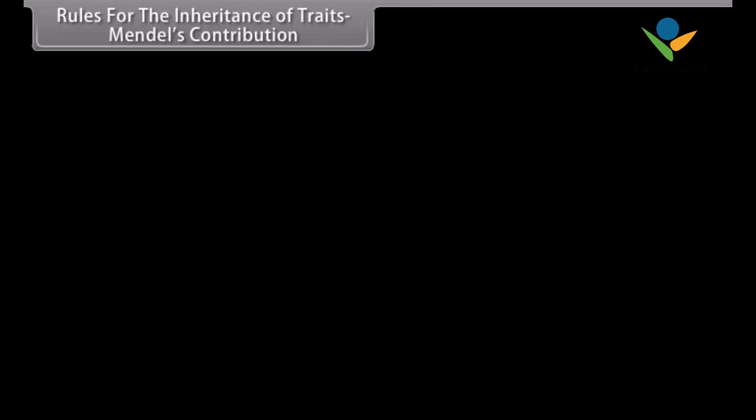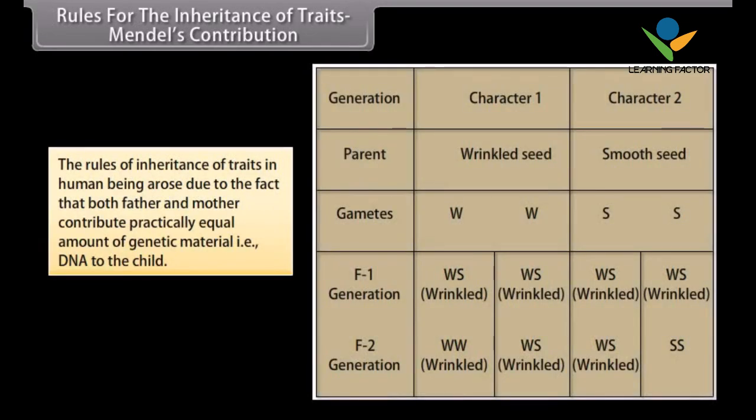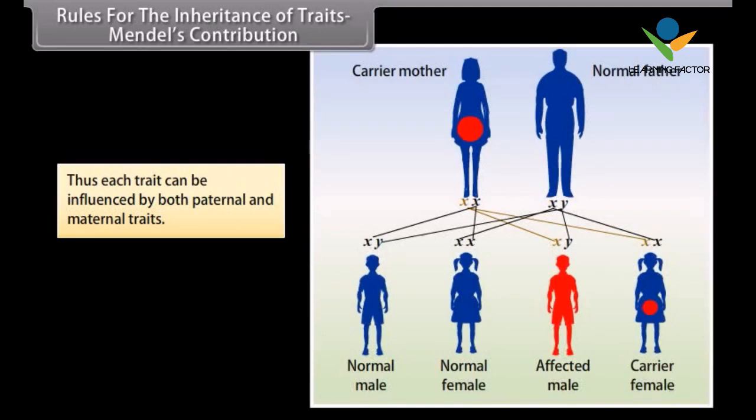Rules for the inheritance of traits. Mendel's contribution. The rules of inheritance of traits in human beings arose due to the fact that both father and mother contribute practically equal amount of genetic material, that is, DNA to the child. Thus, each trait can be influenced by both paternal and maternal traits.